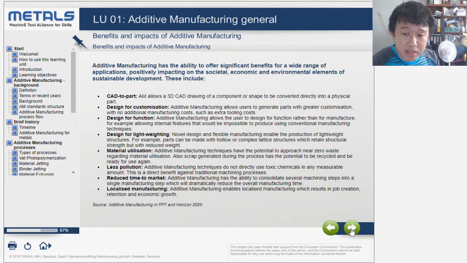So, benefits and impacts of additive manufacturing. Additive manufacturing has the ability to offer significant benefits for a wide range of applications. So it gets you CAD to part, allows you to manufacture very easily, design for customization, design for function, design for lightweighting, material utilization, less pollution, reduced time to market, localized manufacturing. So tons of benefits. So as long as you want to create something, I think 3D printing is definitely the easiest way to create something these days.